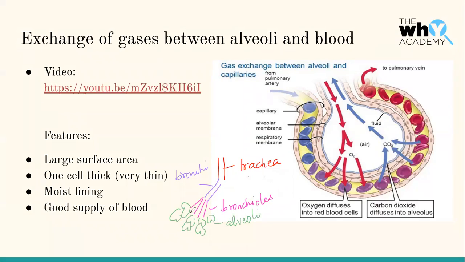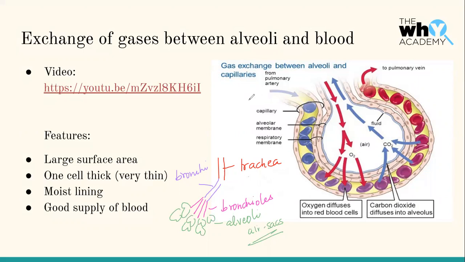Alveoli are the air sacs present deep inside your lung tissue. And there are many of them. Why are there many of them? Because they are the main site where the gas exchange, or basically diffusion, actually happens.